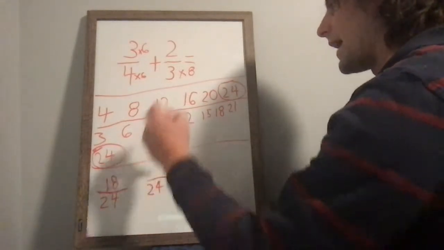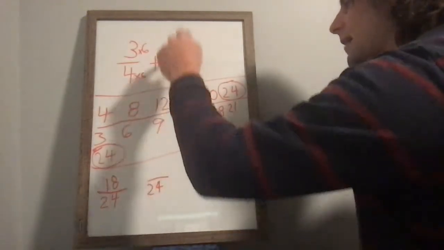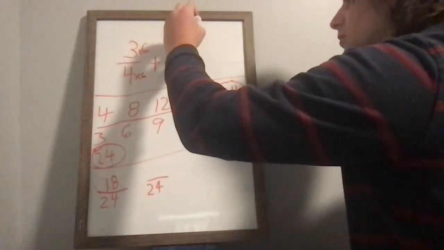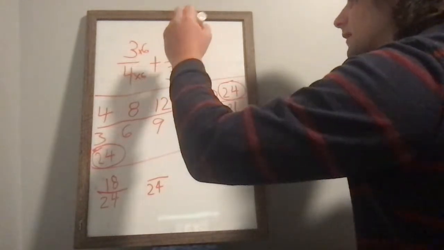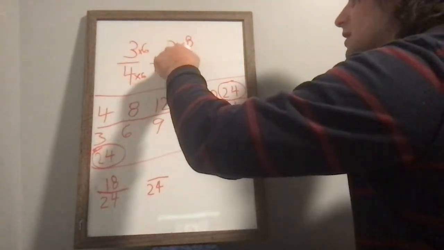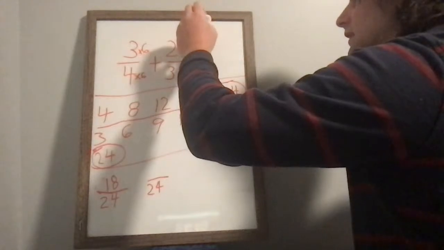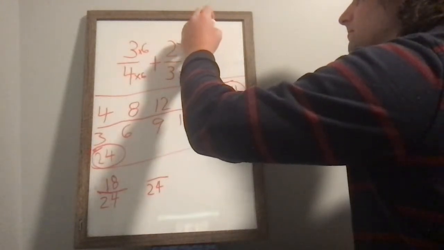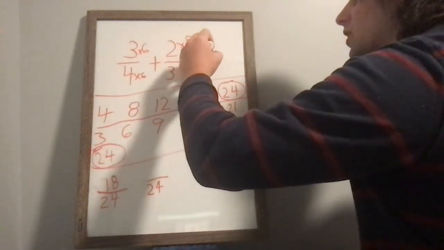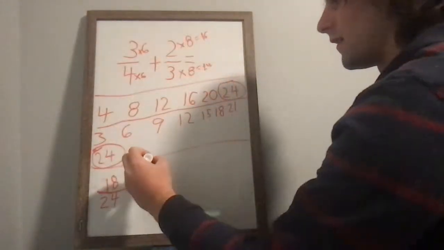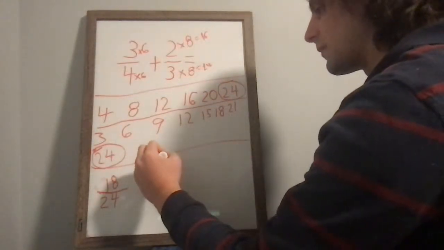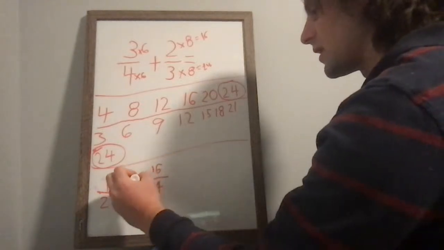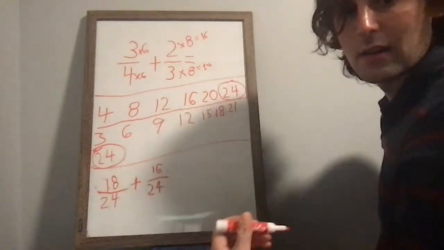Now, what we do to the denominator, we got to do to the numerator. So now I got to multiply 2 times 8. 2 times 8 equals 16. 3 times 8 equals 24. So 2/3 would be equal to 16 24ths.